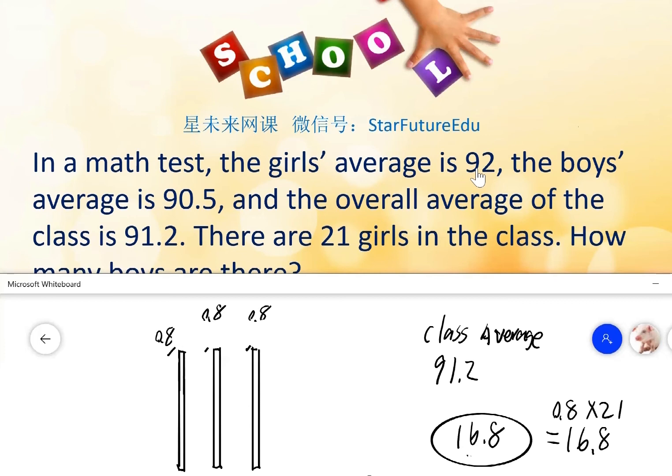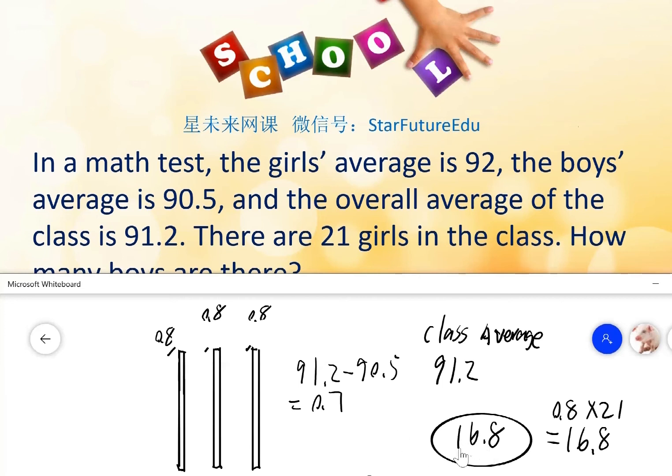Yeah, so it should be 91.2 minus 90.5. Yes, exactly. This is a very common mistake you need to avoid. So it should be 91.2 minus 90.5 equals 0.7. Each boy should take 0.7 from the score bag.